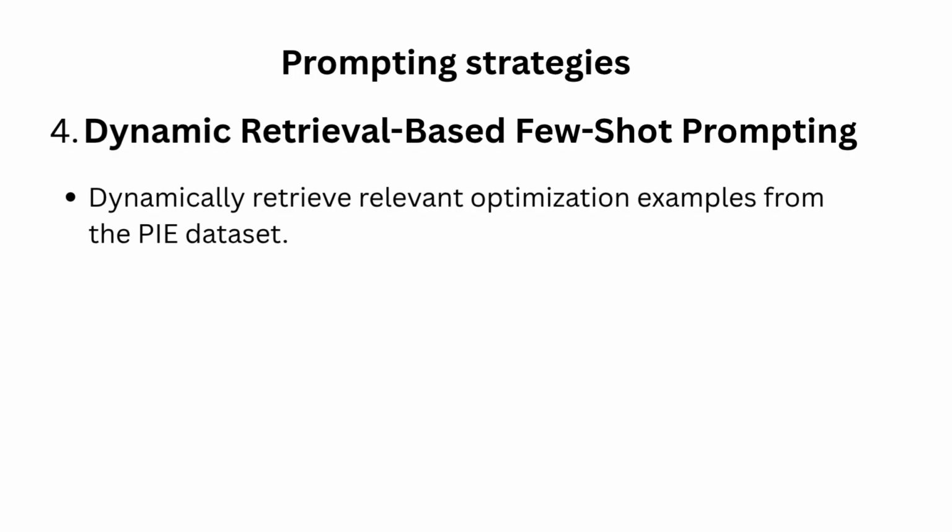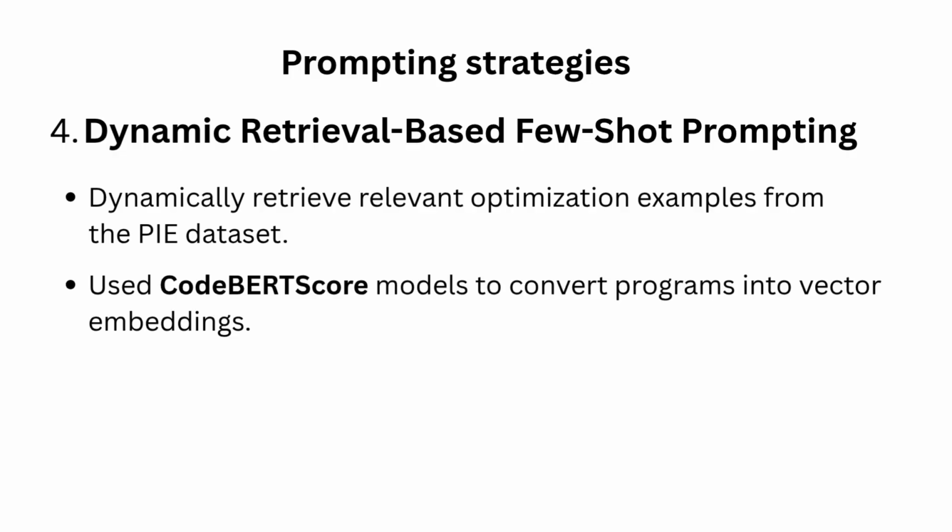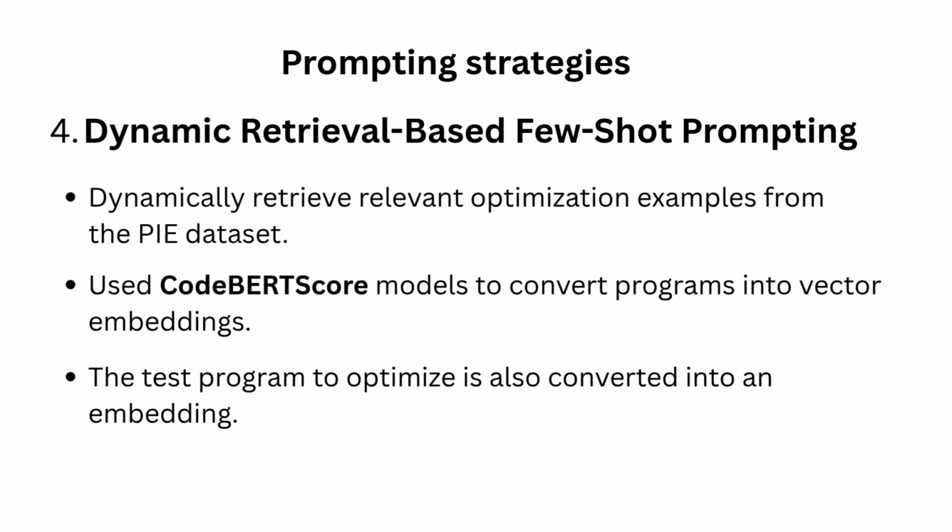Now, how does this retrieval process work? First, the authors convert programs into embeddings using CodeBERT's core models. This transforms each program into a dense vector representation that captures its structure, semantics, and coding patterns. Next, the new slow program that needs optimization is also converted into an embedding using the same method. After that, they use Facebook AI Similarity Search to efficiently search for the K most similar programs from the training dataset. Finally, they construct a dynamic few-shot prompt using these retrieved examples.